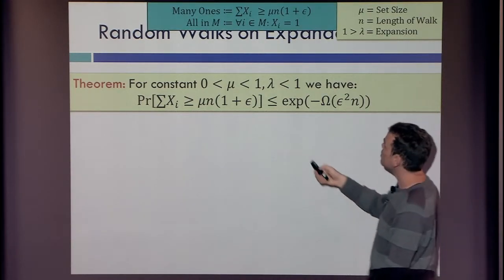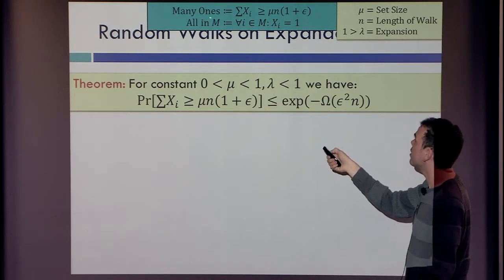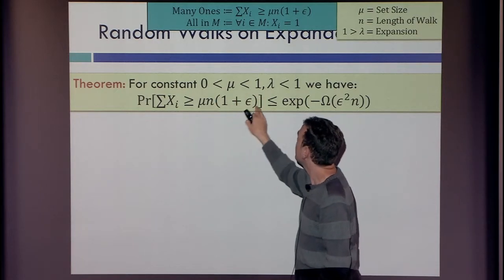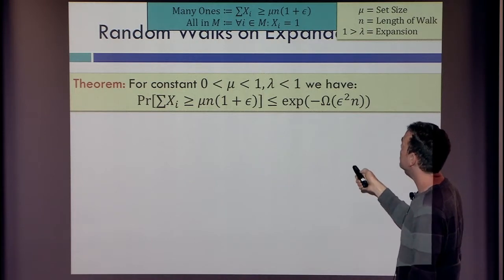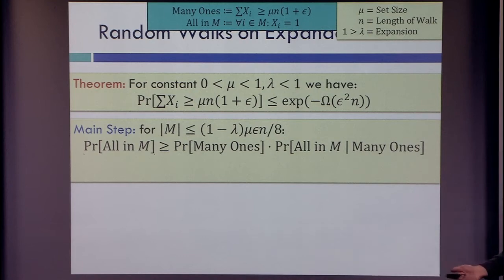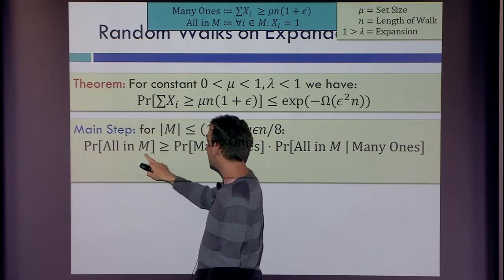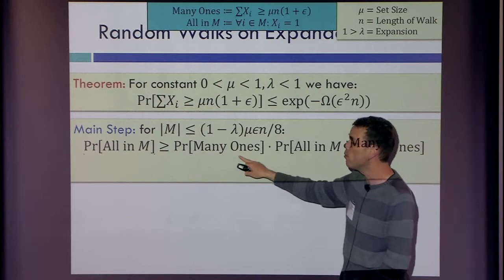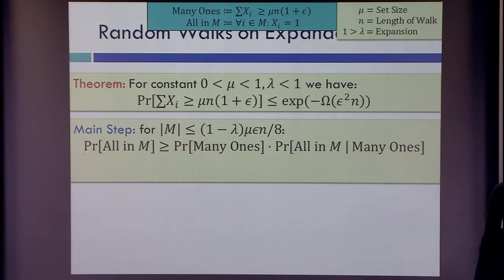And what we're going to do is use the same technique as before. So again, we have these two events. The probability that you have many ones, which is again this thing. The probability that for a random set M of some size, everything in M is 1, which is this event here. And we're going to write down the same equation as before. Very simple. The probability that you hit everything in M is at least the probability that you get many ones times the probability that you hit everything in M if you have many ones. Now let's analyze these terms.